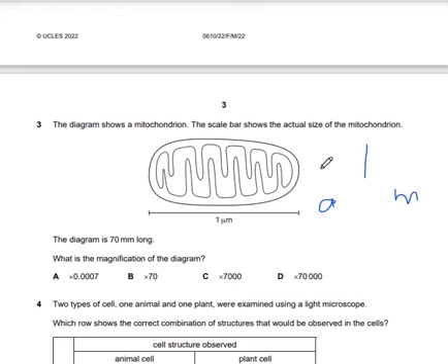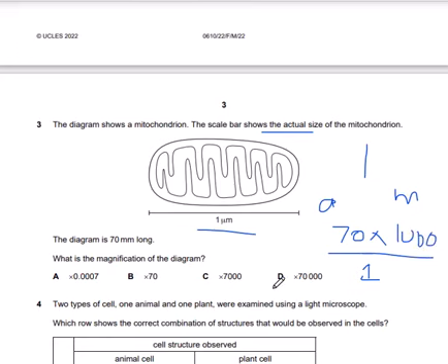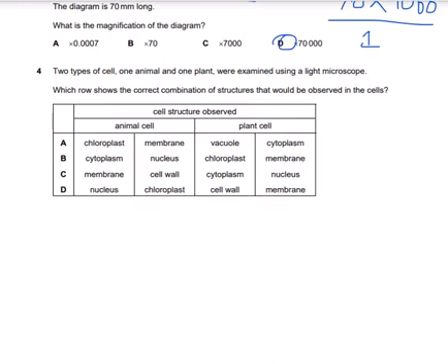Image actual magnification. They said that the actual is represented in the diagram, right? So that makes it 1, and then the image size is 70. We need to change the micrometer to 2 millimeter. That makes it 70,000.